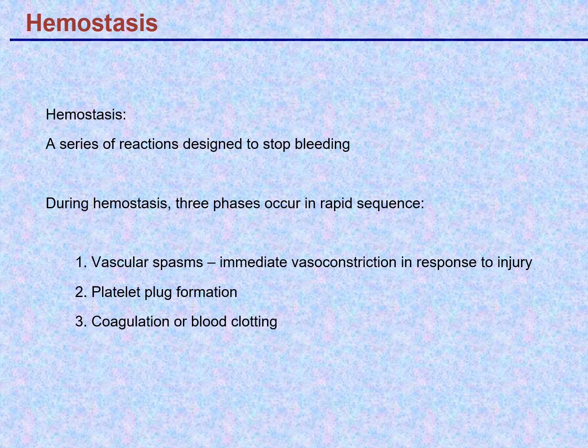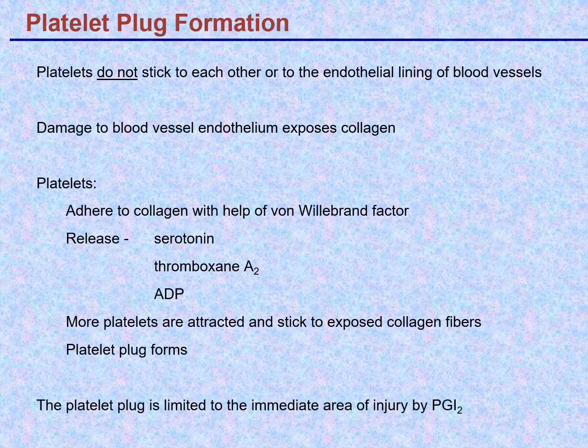The next is platelet plug formation. The platelets will adhere to each other and form a plug. And then the third is coagulation. The clotting cascade gets initiated, the blood clots and forms a barrier to prevent any further leakage of blood. The body looks at bleeding as an emergency and responds rapidly.